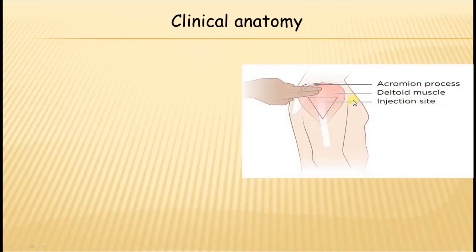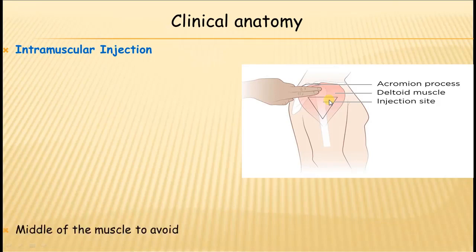So finally, we have come to the clinical aspects of today's session. So the first thing will be about the deltoid muscle. The deltoid muscle is mainly used for intramuscular injections because it is a very well developed muscle with multipinnate muscle fibers. So naturally you have thick muscle fibers present in it.